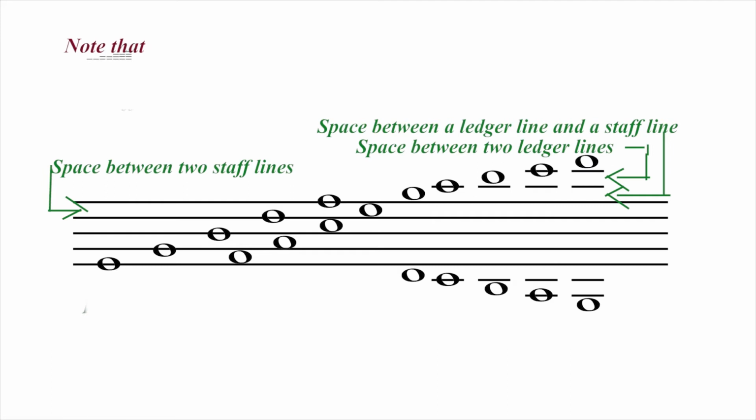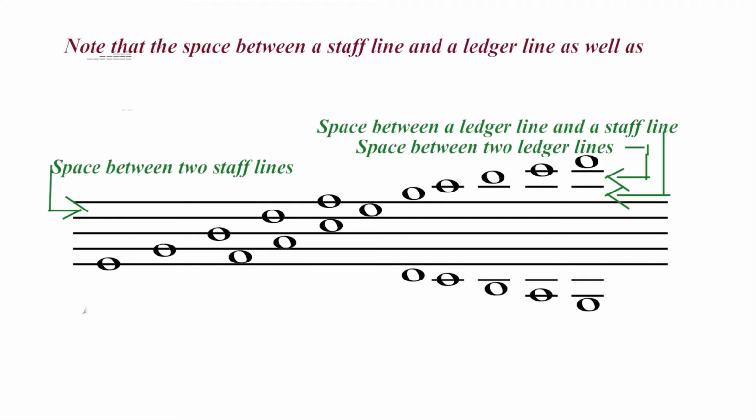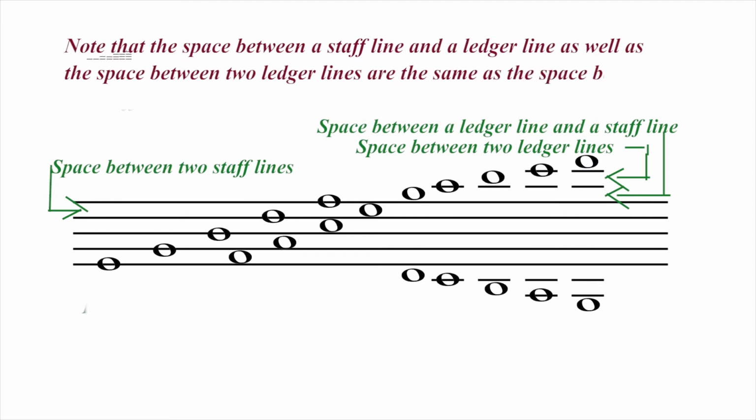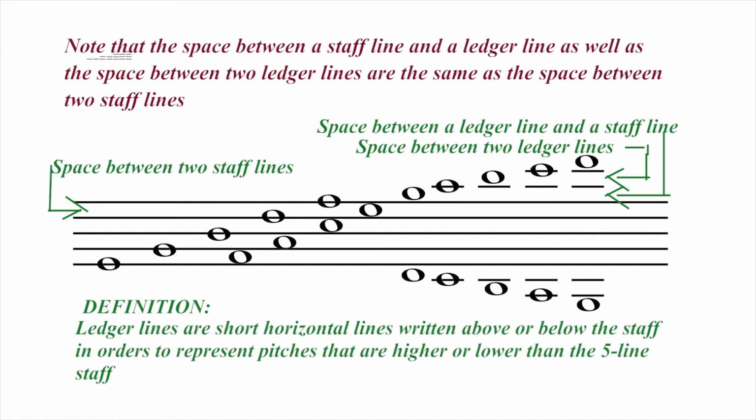Note that the space between a staff line and a ledger line, and also the space between two ledger lines, should be equal to the space between any two staff lines. So, by definition, ledger lines are short horizontal lines written above or below the staff in order to represent pitches that are above or below the 5-line staff.